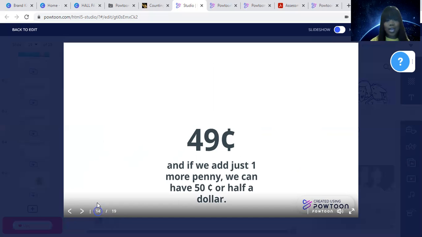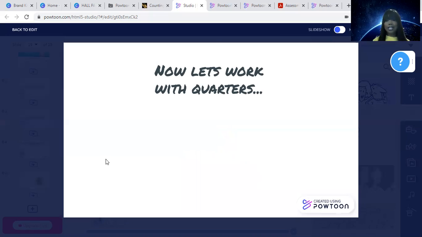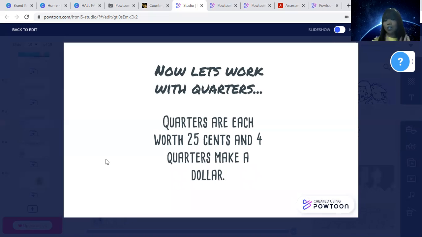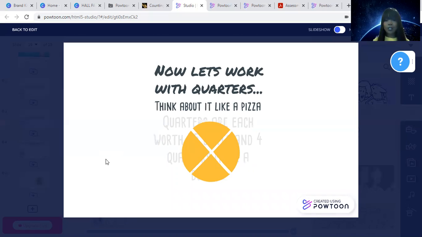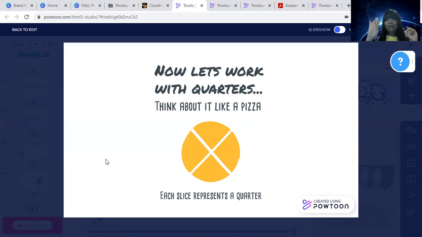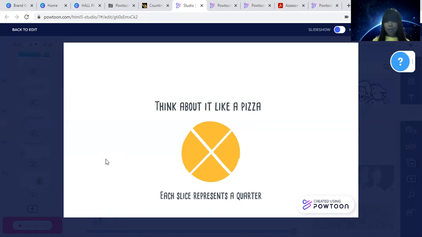Okay, I know we got money, but let's get into quarters, because I know once we have our quarters, we definitely will have some money. So let's add quarters into the game. Quarters are each worth 25 cents, and 4 quarters make a dollar. So let's think about a pizza, right? We have 4 slices, and 4 slices equals a pizza. Then that is a way that we can remember quarters. Each pizza slice is a quarter. So 4 slices make the entire pizza. 4 quarters make the entire dollar.